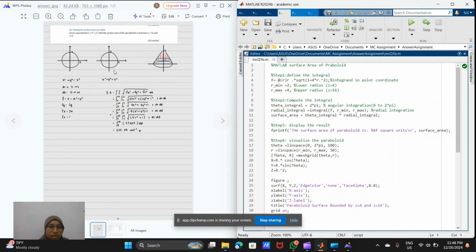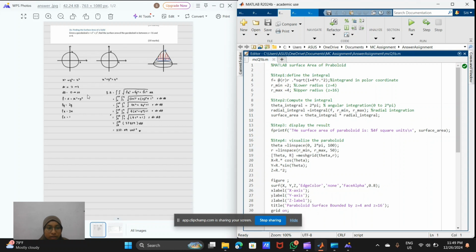So here are the manual calculations for question 1B. If we see this question, it's given the paraboloid z equal to x square plus y square, and find the surface area of the paraboloid between z equal to 16 and z equal to 4. So we have the equation here, x square plus y square equal to z. Before we substitute into the formula for the surface area of the paraboloid, we need to define dr and d theta, fy, fx, and fz. So the dr is 2 until 4 and d theta is 0 until 2 pi.